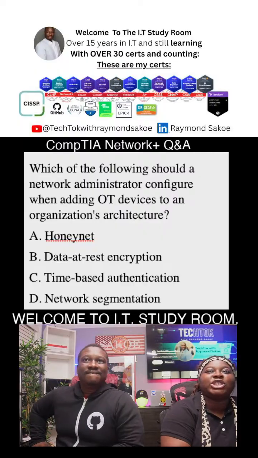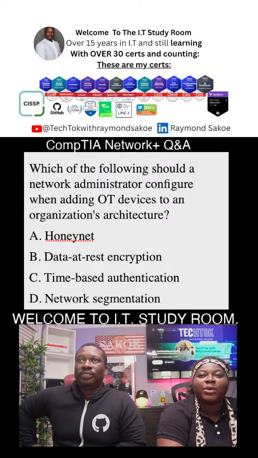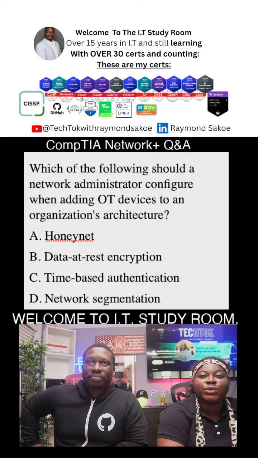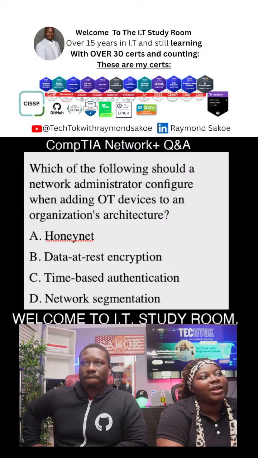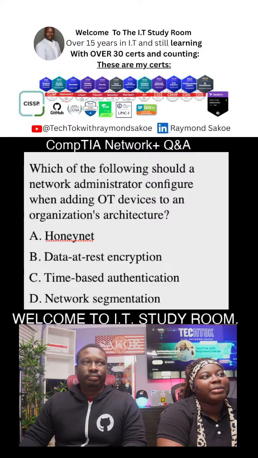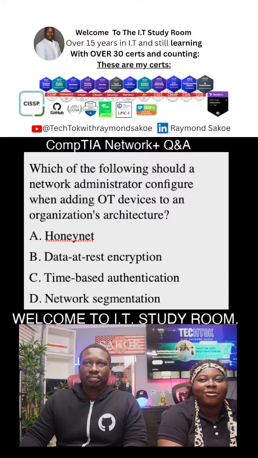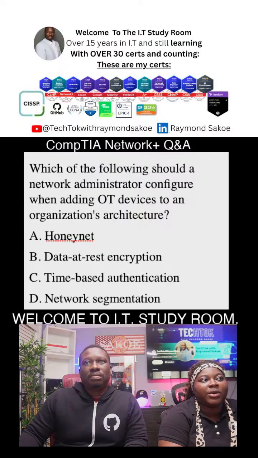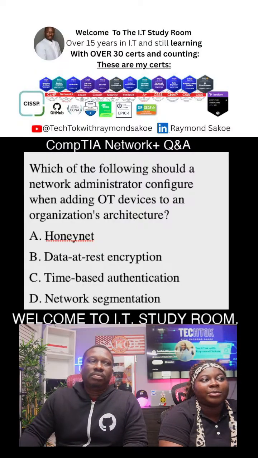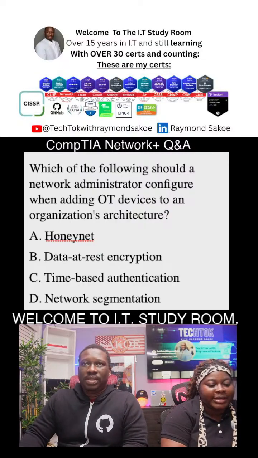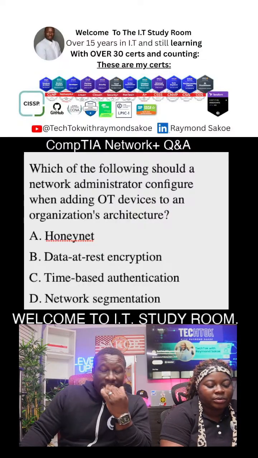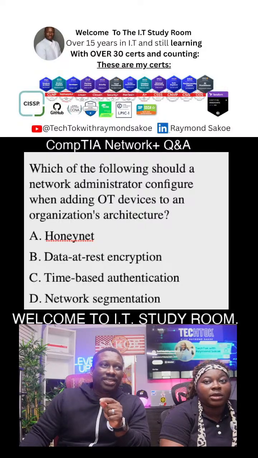Which of the following should a network administrator configure when adding OT devices to an organization's architecture? It looks like it's between B and D. B says data at rest encryption, and D says network segmentation. What's the answer? The answer will be D. Network segmentation.